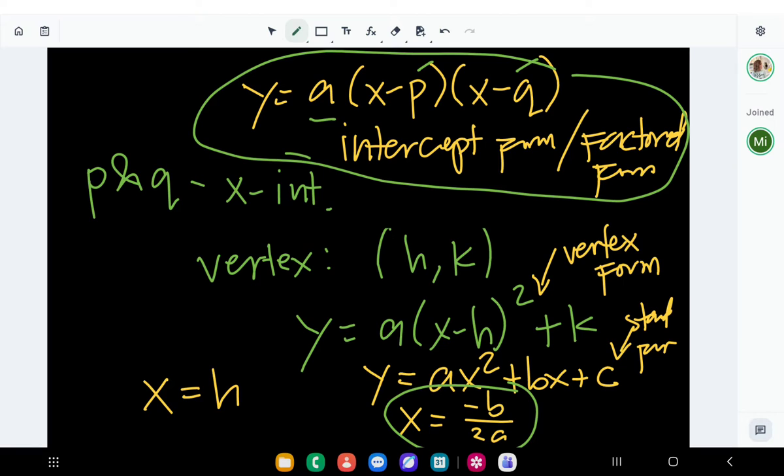Okay, what else? Maximum height. I think you should go over all of this. Maximum height of the ball, that one is easy. So if your parabola opens downwards, your vertex is the maximum or the peak. If your parabola opens upwards, your vertex is the lowest or the minimum.